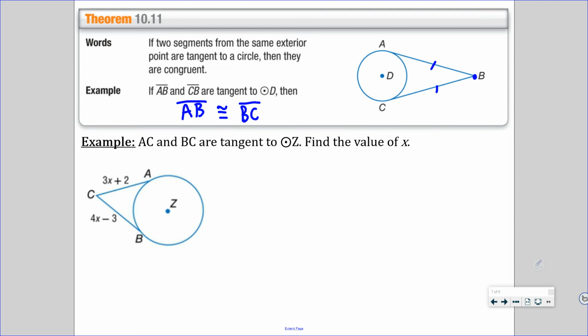Okay, so pretty easy example here. They're telling me AC and BC are both tangent to Z and they share this common exterior point. So this theorem says these have to be congruent or the same length. How would I set up an equation? Set them equal to each other. These are the same length, so this distance must be the same as this distance. X is 5.